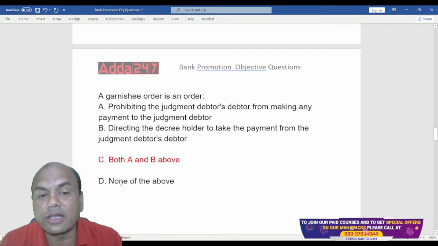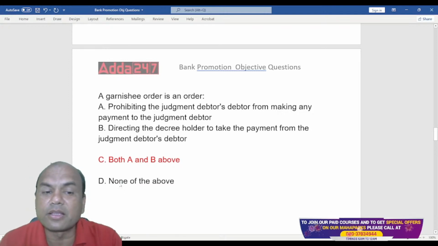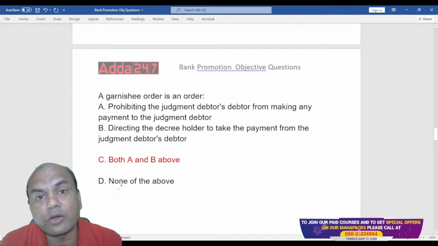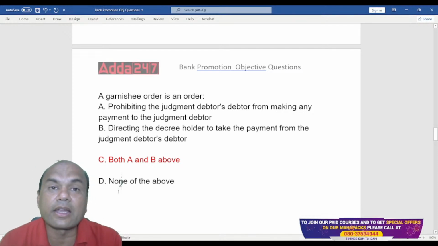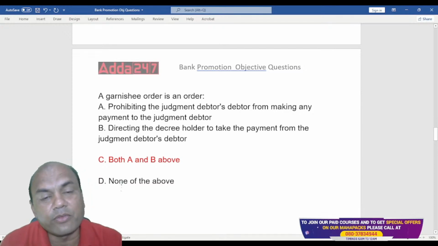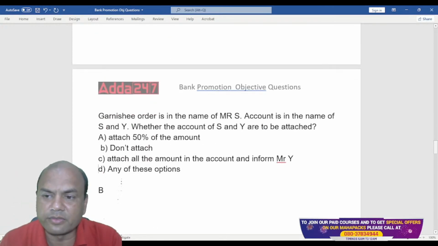So Garnishee order will prevent any debtor from making the payment to that problematic party, meaning me. And it will direct this creditor: you can collect the money from this debtor's debtor. Got it? Simple. Next one.